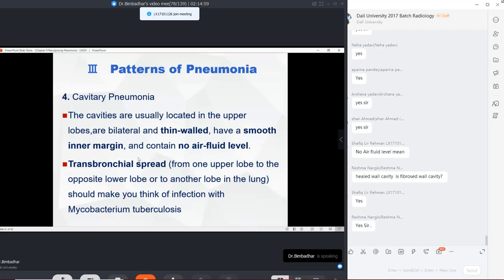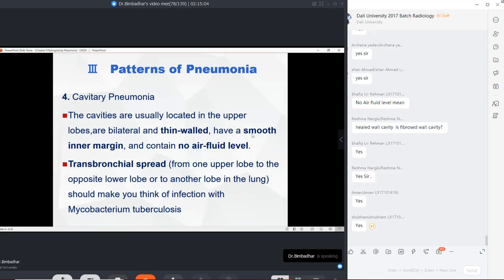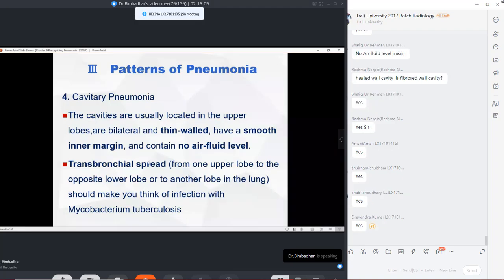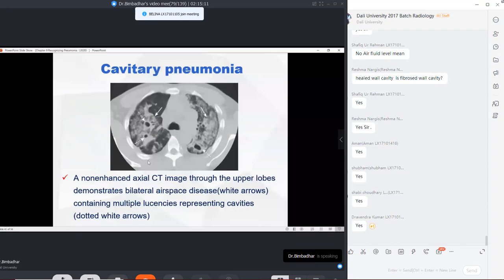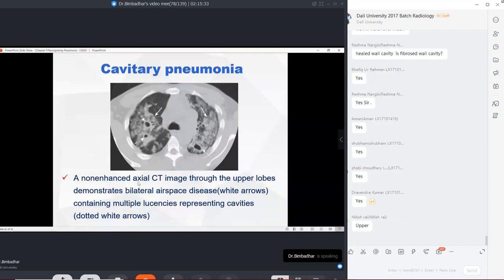So cavitary pneumonia suggests, how can I observe a cavity? Thin walled, smooth in the margin, and no air fluid level, right? So let us look at a condition here. Now, if Sandra, Raymond, and other guys are present here, can you tell me what you are looking at? Which lobes of the lungs are involved here? Which segments are we looking at? Which level of the CT are we looking at?